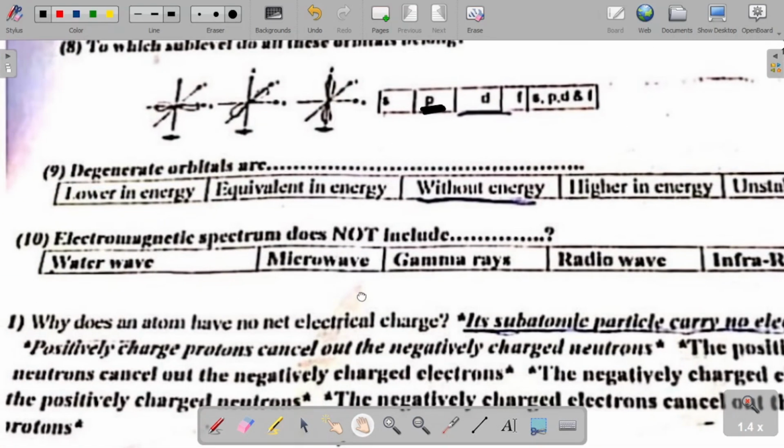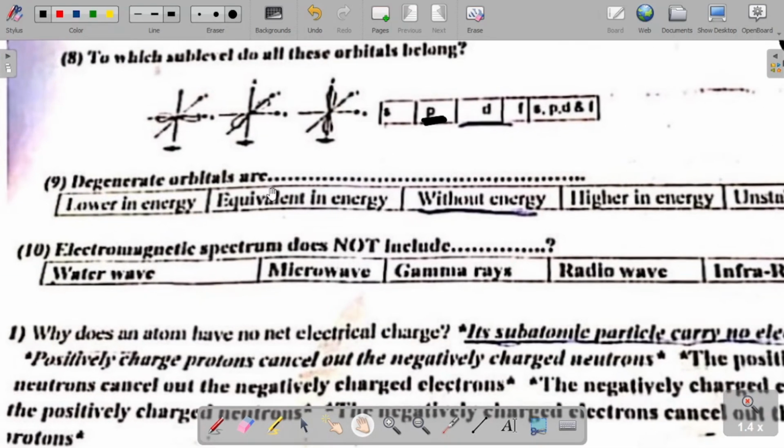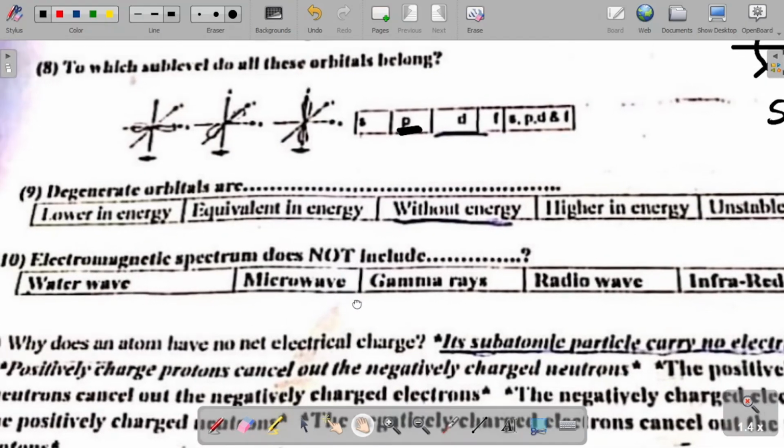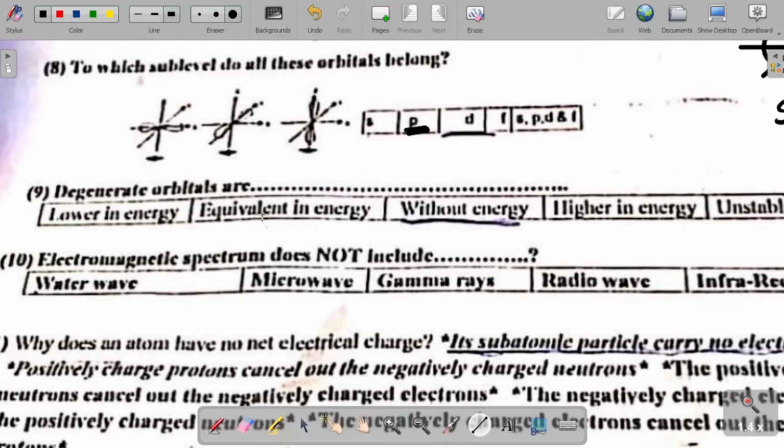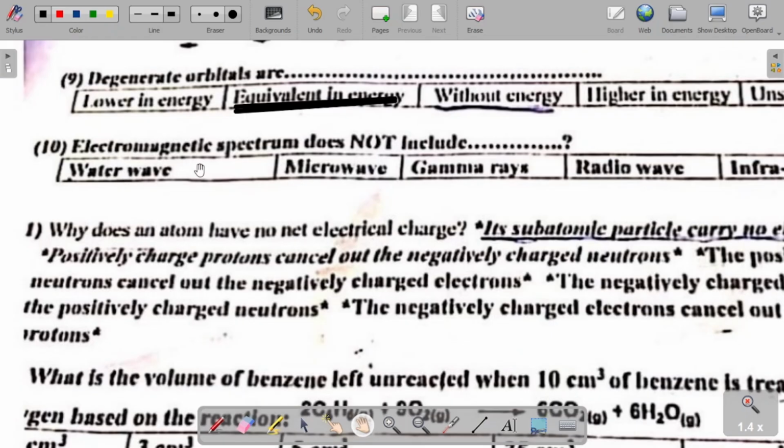Number 9 says degenerate orbitals. They are simply orbitals that have the same or equivalent energy levels. So the answer here becomes equivalent in energy. Right? They have the same or equivalent energy level. So the answer here is equivalent in energy. That's your answer.